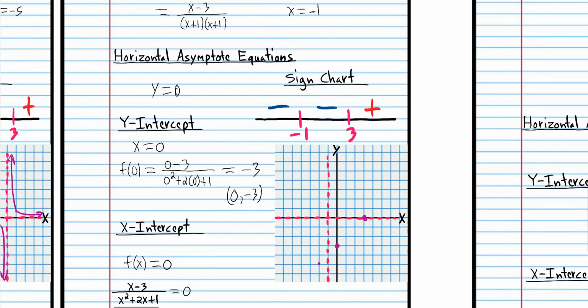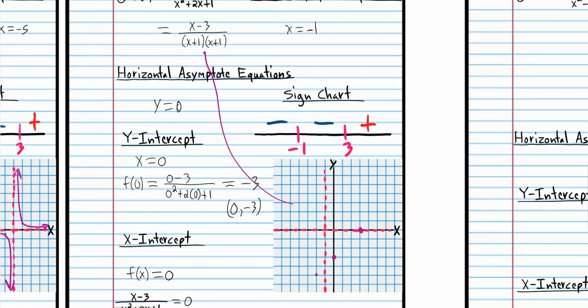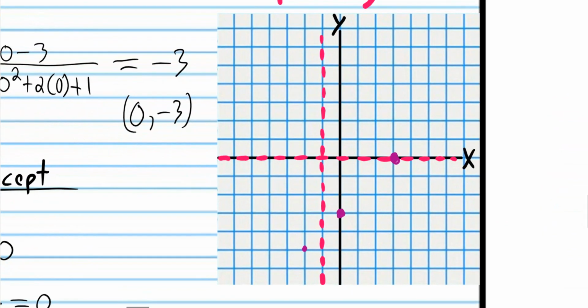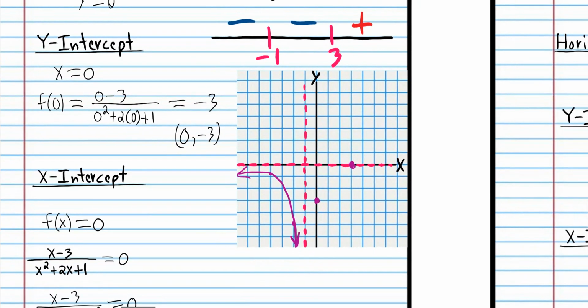Now let's plug in -4. If we plug in -4, we'll get 9 in the denominator and -7 in the numerator. So -7/9 if I did my math correctly. I'm doing the math kind of quickly. So that would be about here. That gives us another reference point. So that's what our graph looks like.